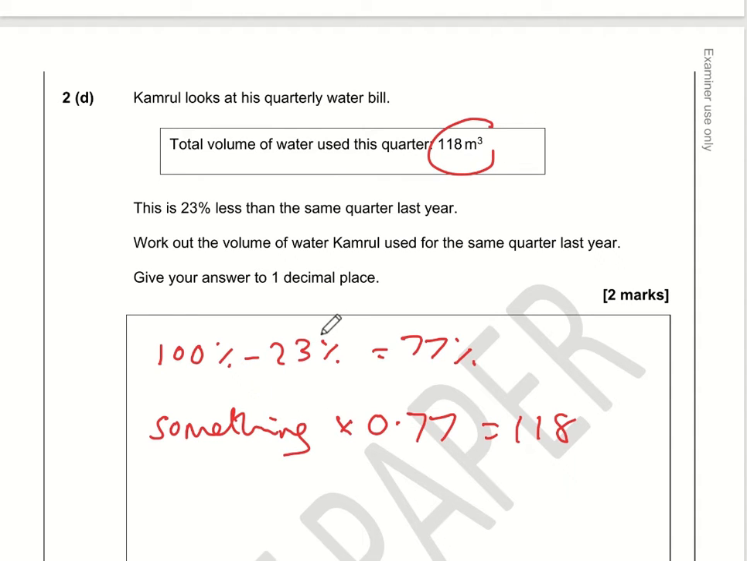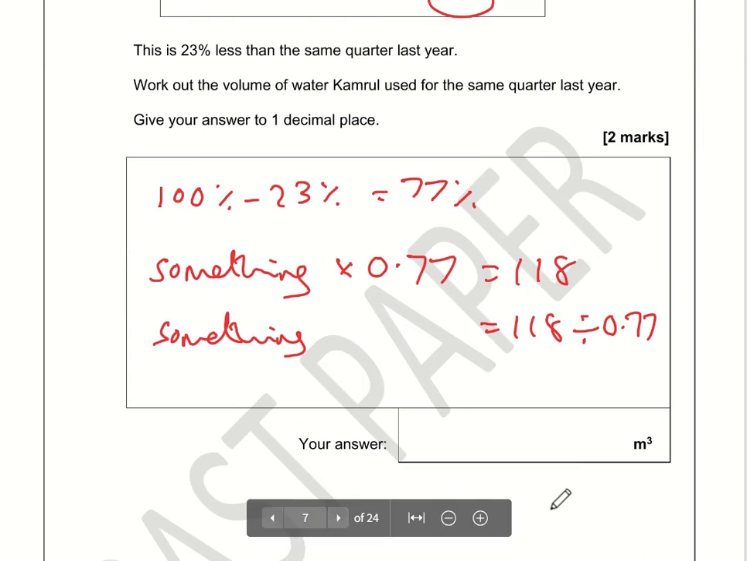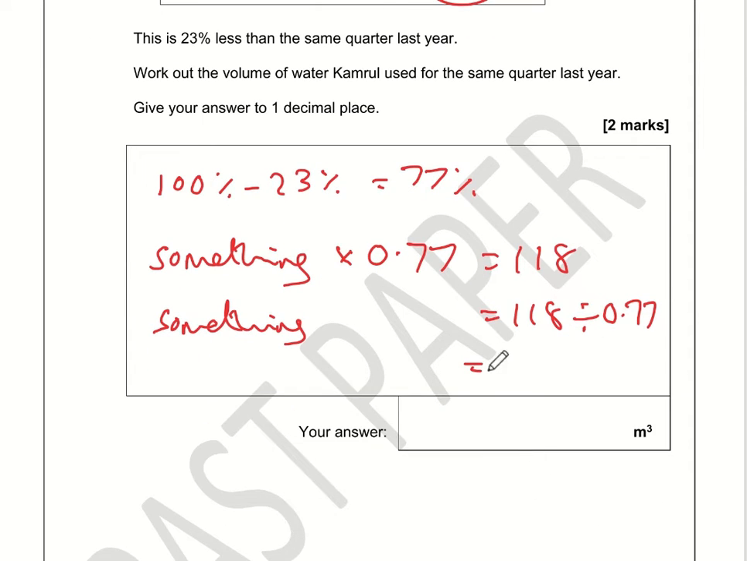So what we're doing here is called reverse percentages, quite tricky. In order to work out the something, it is going to be 118 divided by 0.77. And 118 divided by 0.77 comes to, and here the something is the quarterly price last year, 153.24675. We want one decimal place, so we're only interested in the second decimal place. It's less than 5, so that will round down to 153.2 cubic meters.